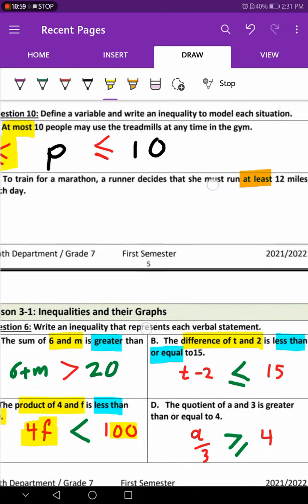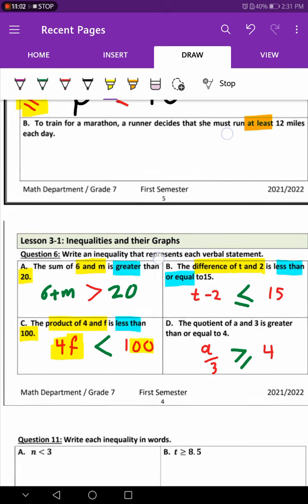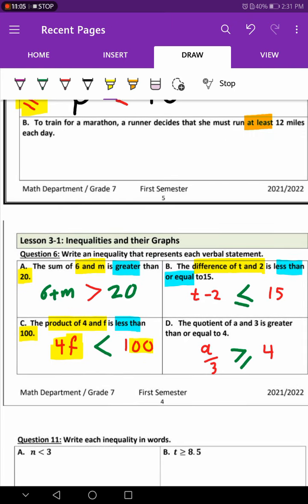The second one, can you read it? To train for a marathon, a runner decides that she must run at least 12 miles each day. Great. At least, we said, means greater, greater or equal. So train, T, and the number is 12. So T is greater than or equal to 12. Like this. Okay, my boys?